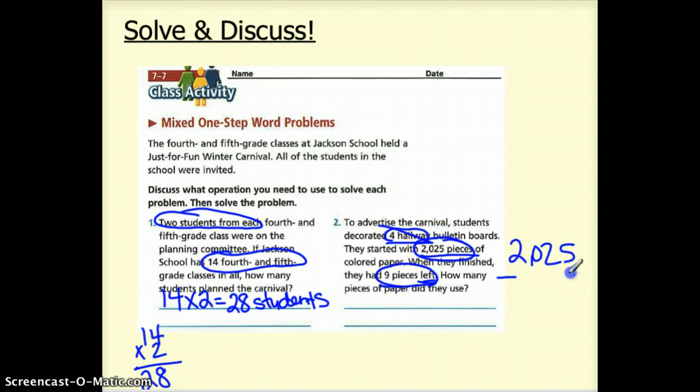2,025 minus 9. I'm going to have to do some borrowing here. I can't do 5 minus 9, so this becomes a 1. Now I have 15 minus 9, which is 6. 1 minus 0 is 1. 0 minus 0 would be 0. 2 minus 0 would be 2. So they used 2,016 pieces of paper.